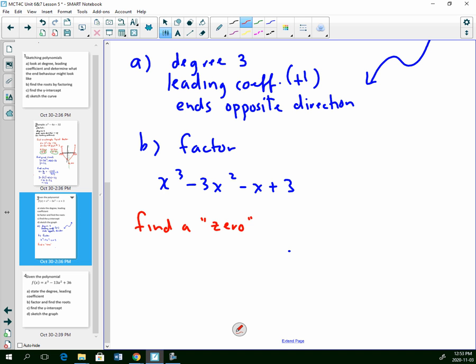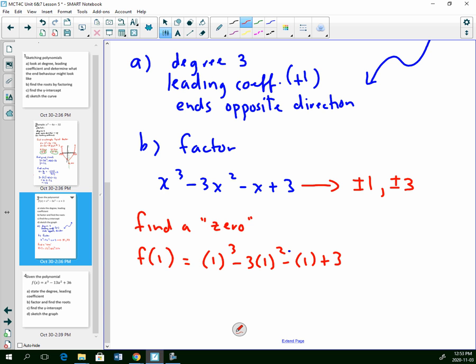So looking at these values, the constant number is 3, so I could try 1, minus 1, or I could try 3 or minus 3. So I'm going to try 1. So what's that give me? 1 minus 3 minus 1 plus 3, that gives me 0. So there is a 0.